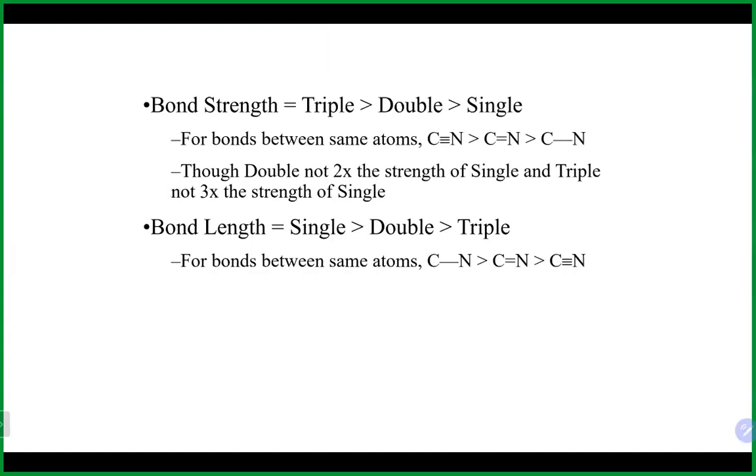The relationship for that is, in terms of bond strength, a triple bond is stronger than a double bond, and a double bond is typically stronger than a single bond. It's not like a triple bond is 3 times as strong as a single bond or anything like that, but that is the general trend.